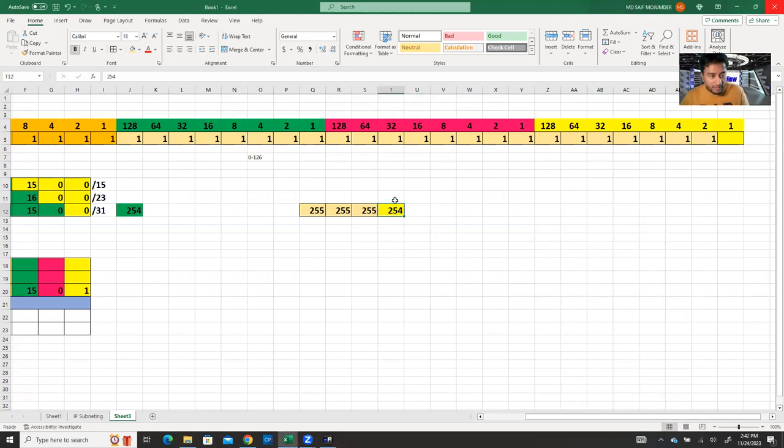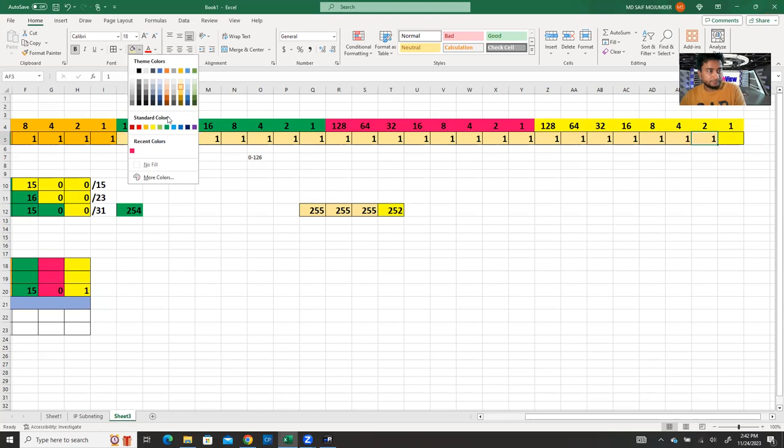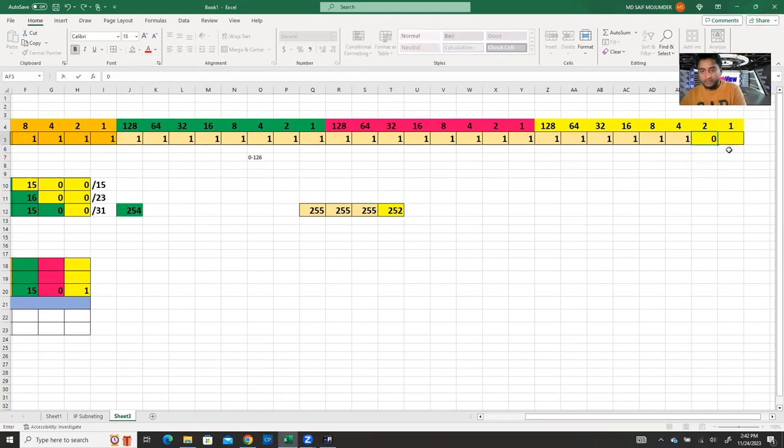That means for the subnet mask, the fourth octet cannot be 254. Never, ever. You cannot do that. The highest you can go is 252. You also have to reserve this one, you cannot borrow this one, so it should be 0. That means you cannot go over 31. Your last one is up to 30. The highest you can go is 30.